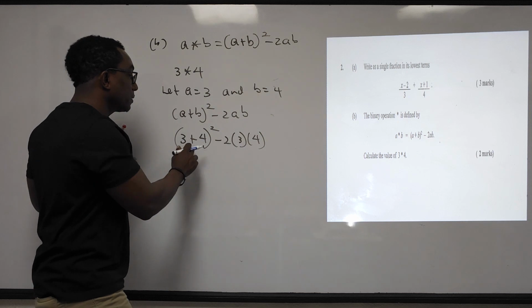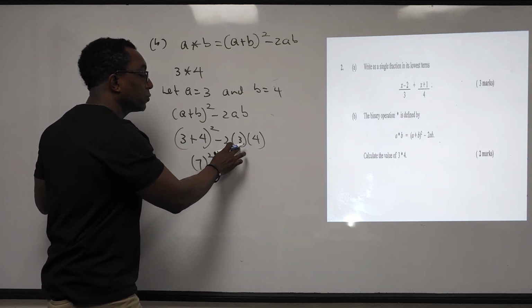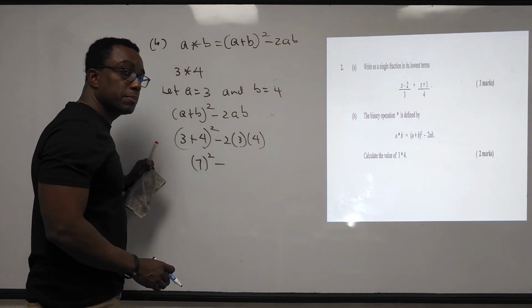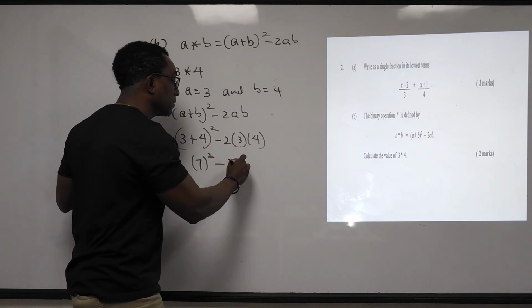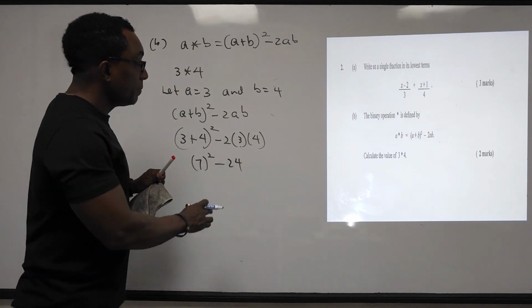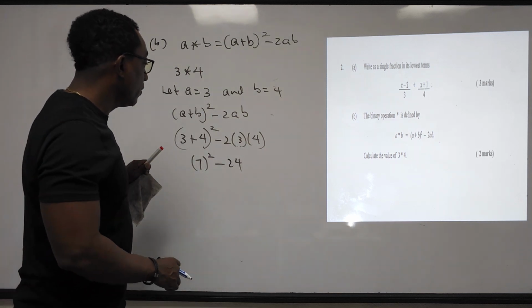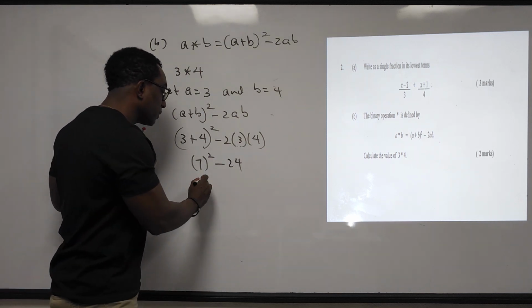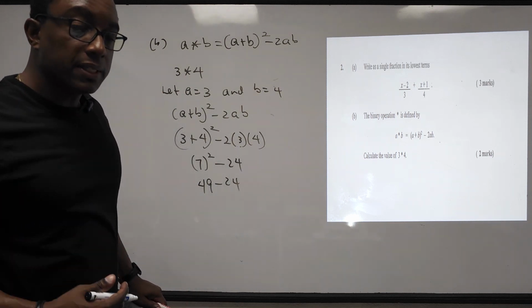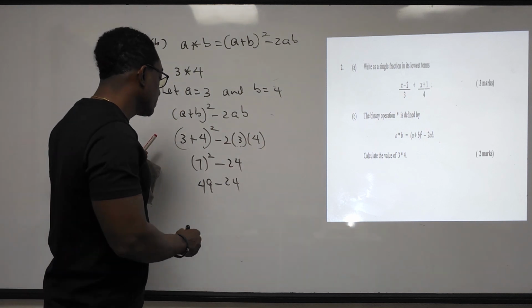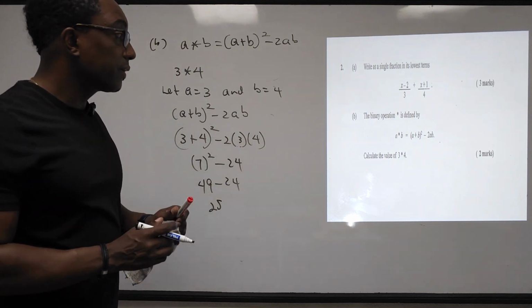This will be 3 plus 4 is 7 in brackets squared minus 3 by 2. Well, 3 by 4 we can multiply 3 by 4 first, which is 12. And 12 by negative 2 gives us negative 24. So 3 by 4 gives 12, and 12 by negative 2 gives negative 24. We know 7 squared is 49 minus 24, and 49 minus 24 will give us 25. So that's our result for 3 asterisk 4.